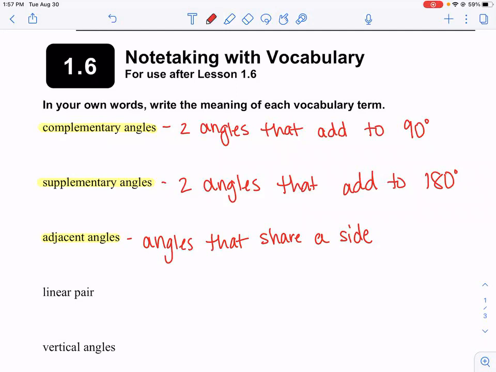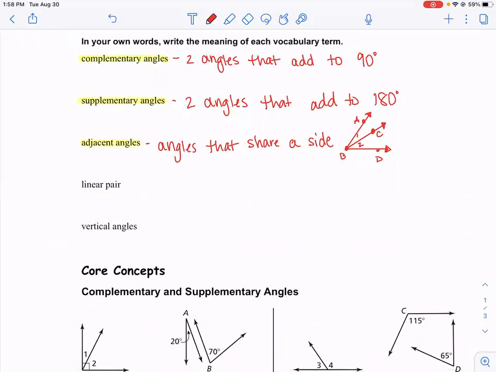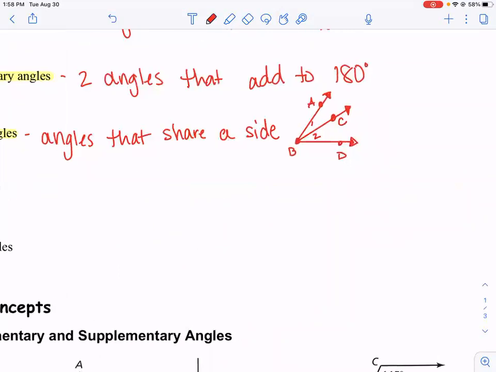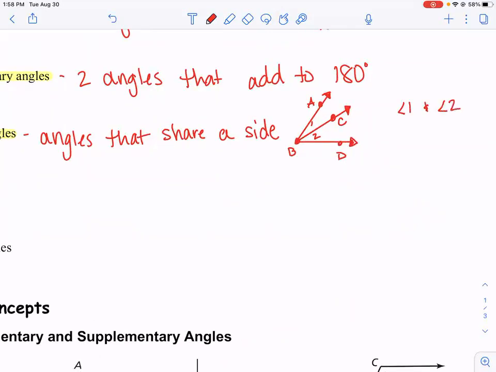And adjacent, two angles that are adjacent are angles that share a side. Angles that share a side. It's all coming back. Okay. Here we go. Adjacent angles are angles that share the same side. So I drew a picture here. Angle 1 and angle 2 are adjacent. Why, you ask? Because they share the side BC.